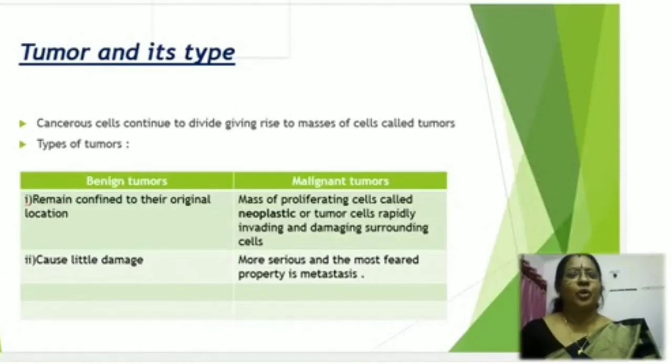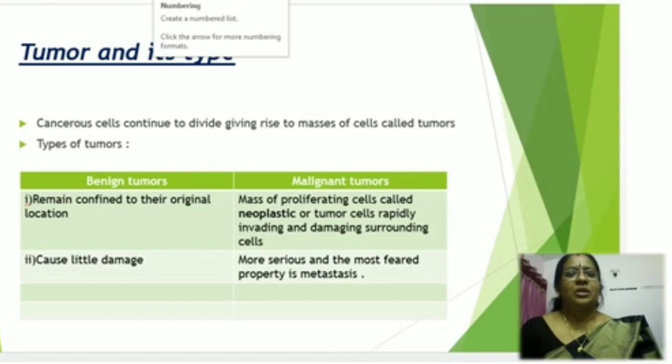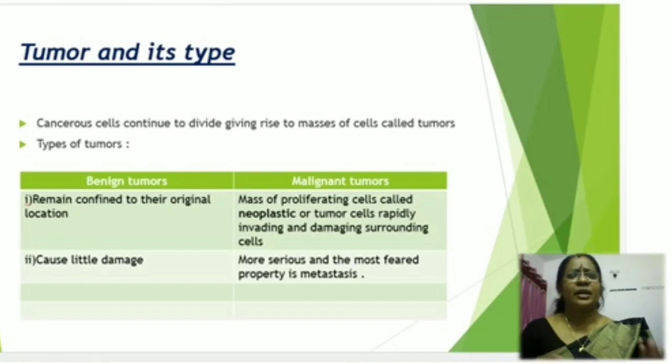Now we are going to learn about tumor and its types. So what is a tumor? The cancerous cells continue to divide and give rise to masses of cells called tumors. The tumors are of two types, that is benign tumor and malignant tumor. A benign tumor remains confined to its original location, so it causes very little damage.